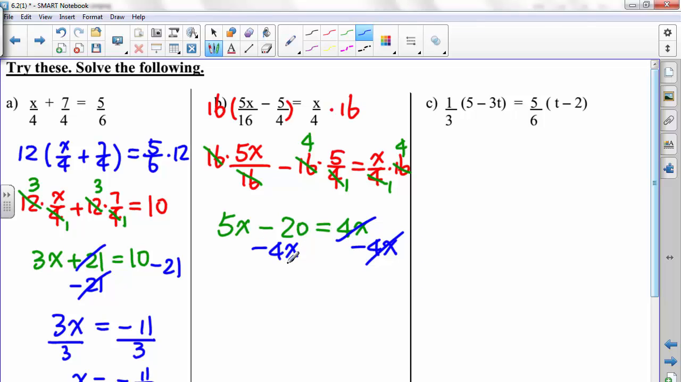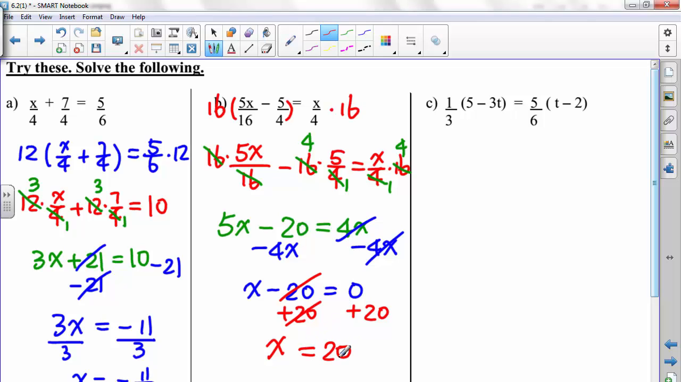5x minus 4x. On the left side, let's combine the like terms first. We will have x minus 20 equals 0 left. Then I isolate negative 20 from x. I add 20 to both sides. So cancel these two. X equals 20. Let's look at the last question.